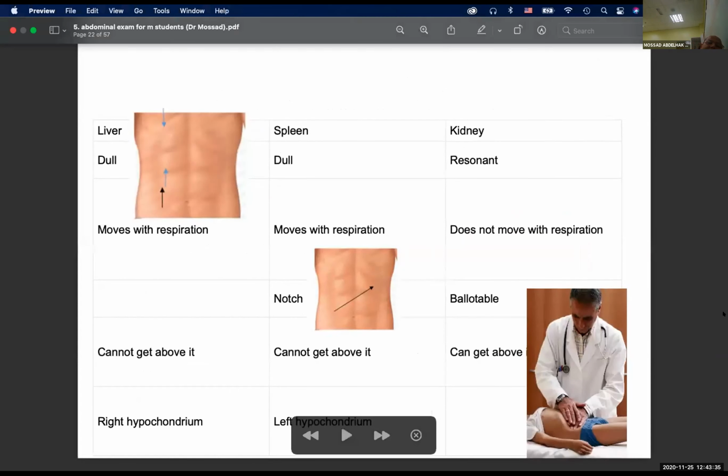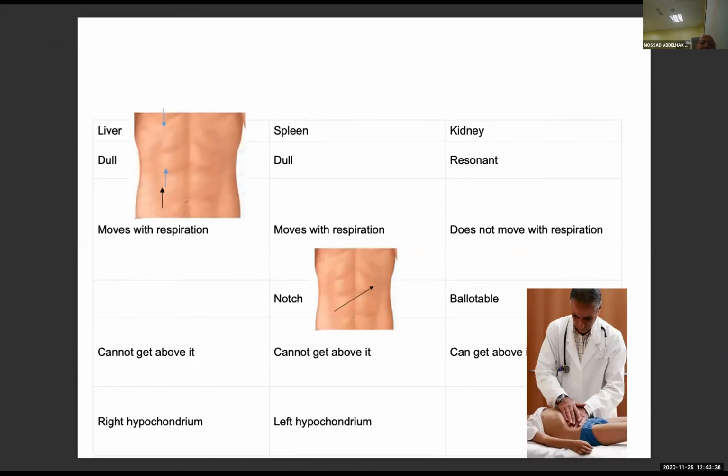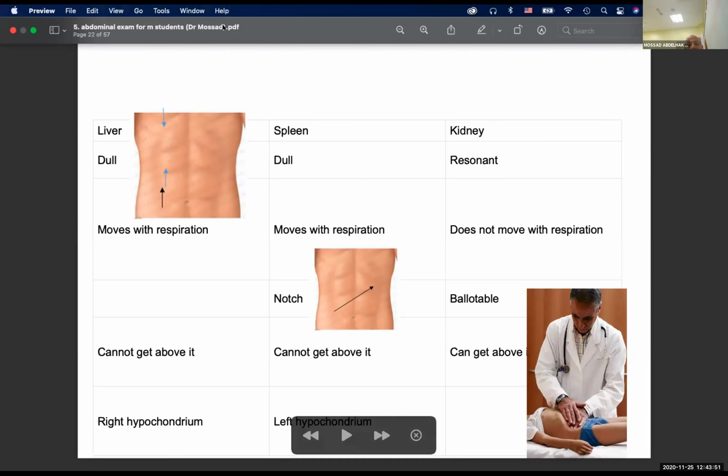I think this one is self-explanatory. How can we differentiate between liver, spleen, and the kidney? Is it clear? Which one moves with respiration? Both the liver and spleen. Okay? Usually the kidney is also resonant, but liver and spleen are dull. So we now have two criteria, or there is one more for the kidney, which is resonant and doesn't move with respiration.